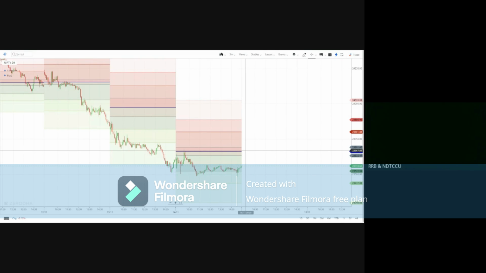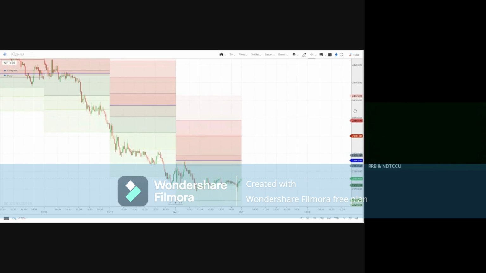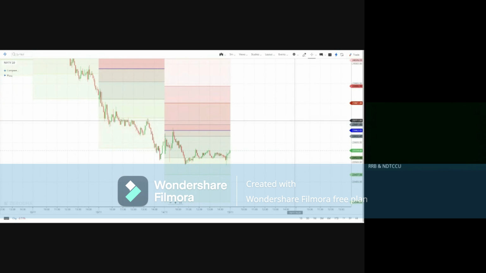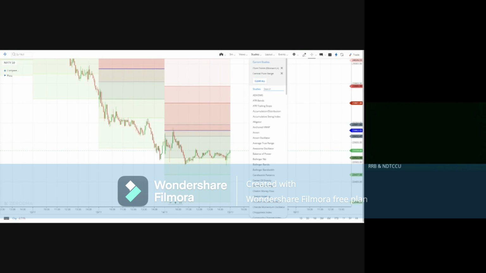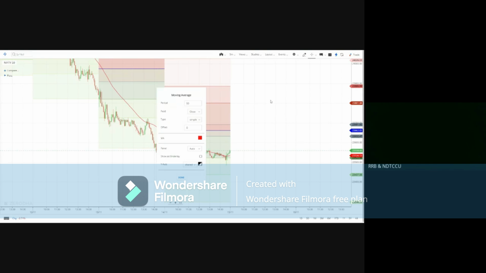You can get it in Investopedia or in Zerodha Varsity also. I think it might be available. Normally, many sites are giving those theoretical formulas. So once I apply the central pivot range, I'll just apply the moving averages that I use. I use two moving averages, 20 and 200.